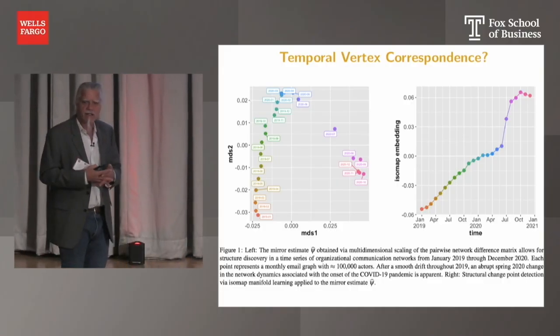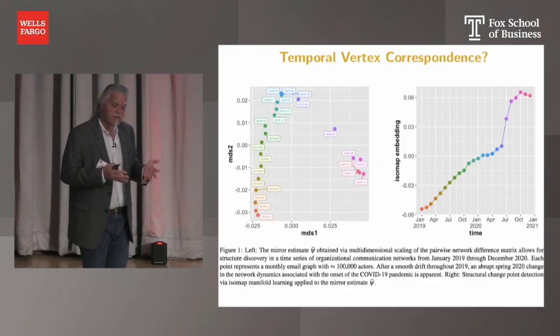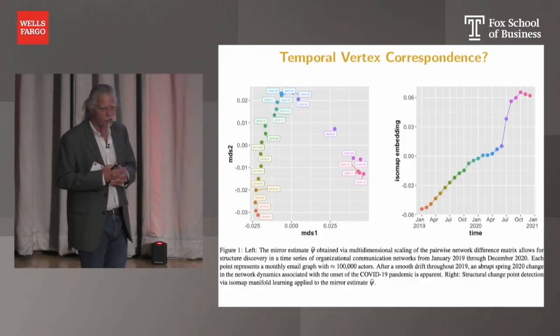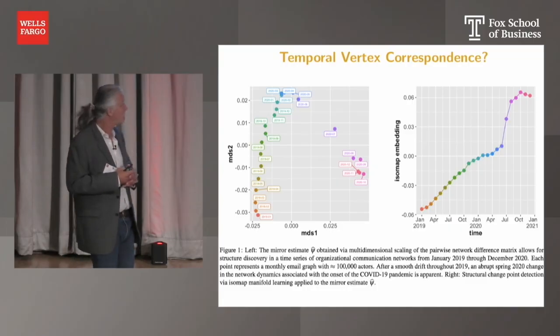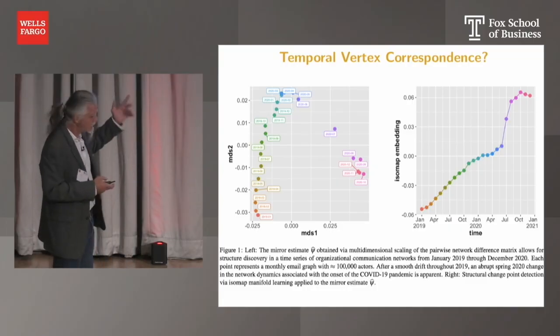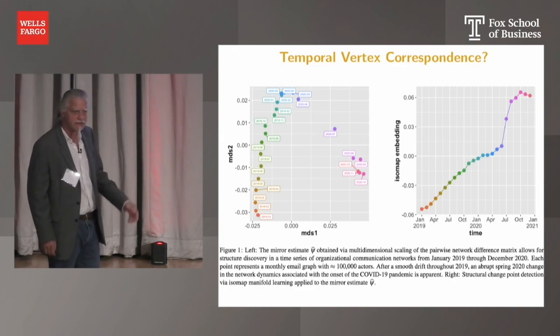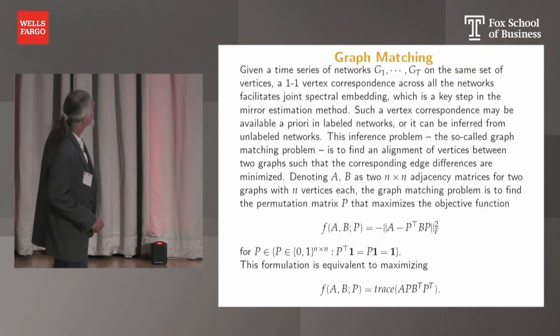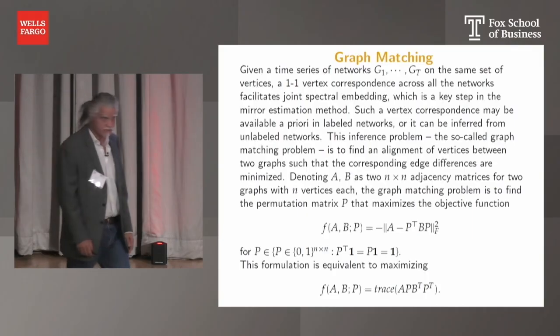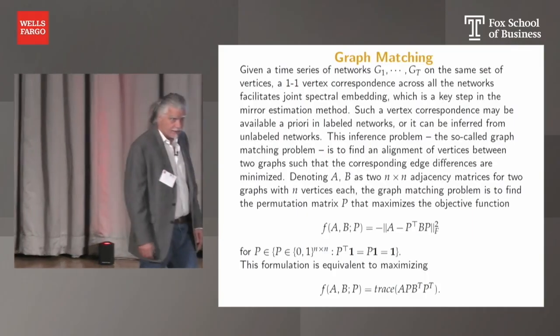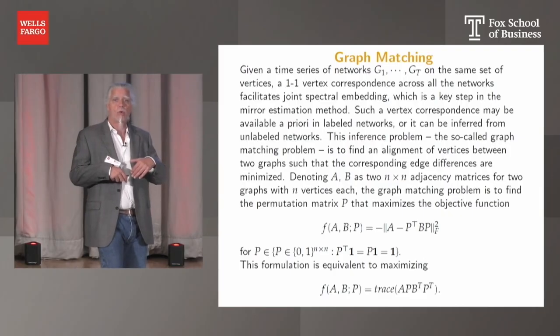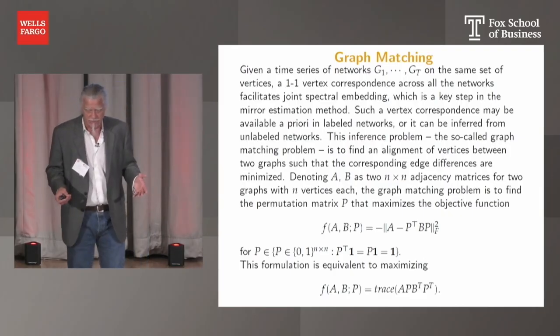And we find a change point coincident with COVID. I can't say causal. Some of my colleagues will say that later. But in this particular case, we have the one-to-one correspondence across time. If you don't have that one-to-one correspondence across time, then you can't apply the theory that we just have.